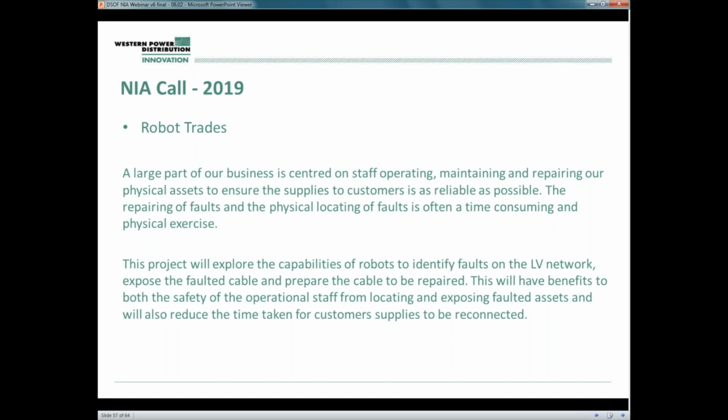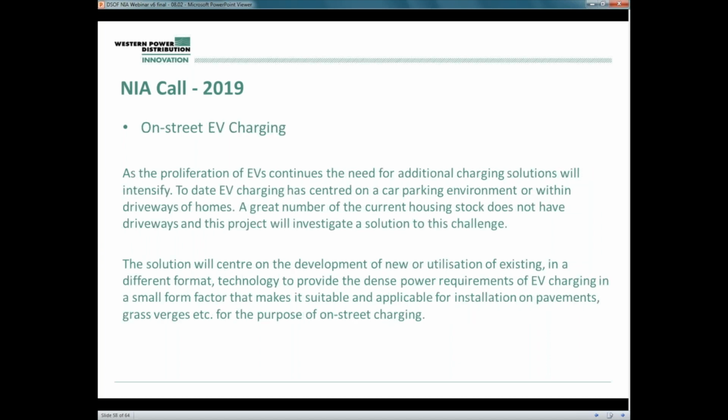So firstly, the robot trades. Obviously, working in the electricity industry, we're always looking for safer and more efficient ways of operation. As part of this challenge, we're looking to see if we can use robotic or automated technologies to identify and locate faults on the network, and see what we can do all the way from finding faults, exposing and digging into the ground, to preparing for restorative works to be carried out. We're really interested in what we can do with these robots, automated machines, to take humans away from the point of interaction with potential live electricity. So that's the overview for that.